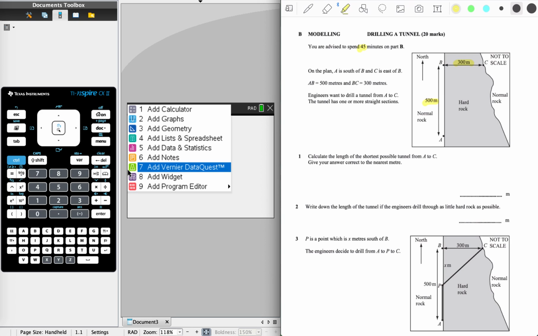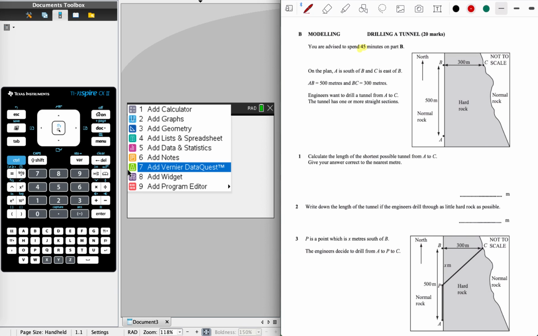The tunnel has one or more straight sections. Okay, so we're dealing with straight sections. Calculate the length of the shortest possible tunnel from A to C. Give your answer correct to the nearest meter.